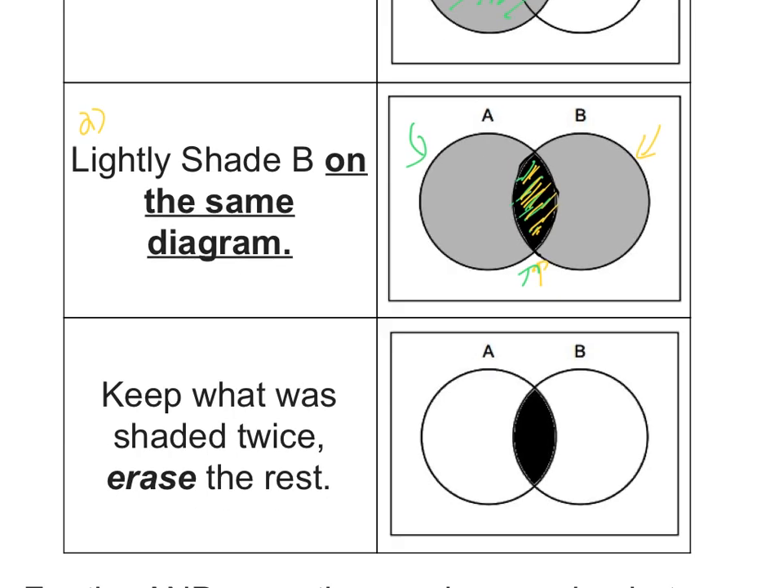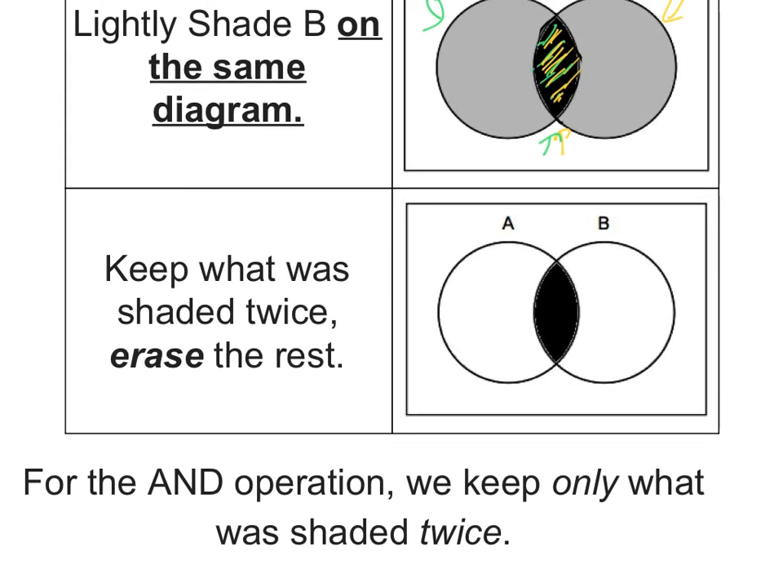So what we end up with as a result is something that looks like this diagram on the bottom. This is A and B, or A intersect B. So we shade set A lightly with a pencil. We shade set B lightly with a pencil. And then we look for the stuff that is shaded twice. We keep that. We erase everything else. So for the AND operation, we only keep what was shaded twice.